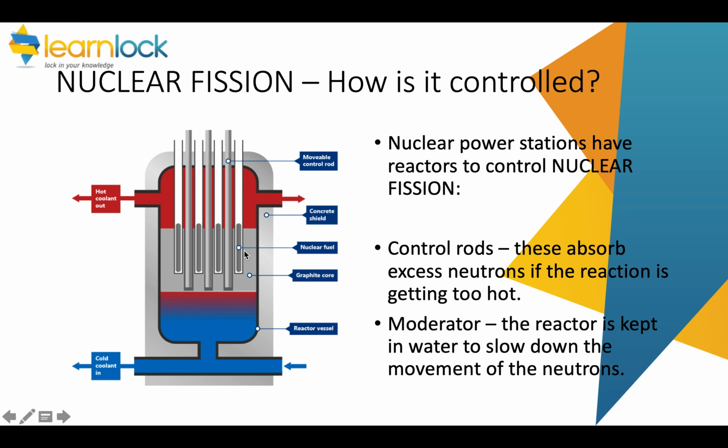This would all be underground, and the nuclear rods, or the uranium rods, are not moved. Instead, to control the reaction, you would have things called control rods. These are normally made of the substance boron. These would be lowered into the reactor or moved out to control the reaction, and they absorb excess neutrons if the reaction is getting too hot.